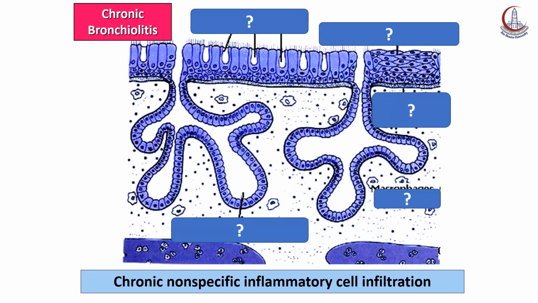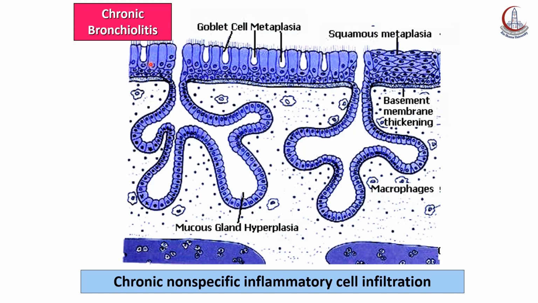This diagram shows a microscopic picture of chronic bronchiolitis. We have here the lining epithelium showing goblet cell metaplasia and also focal squamous metaplasia. The mucous glands are increased in size and shape, with inflammatory infiltrate in the lamina propria.